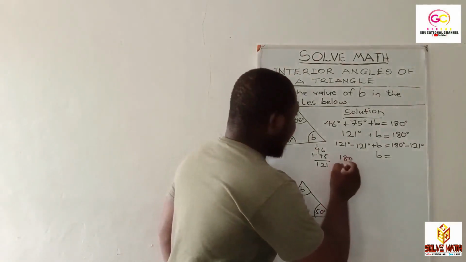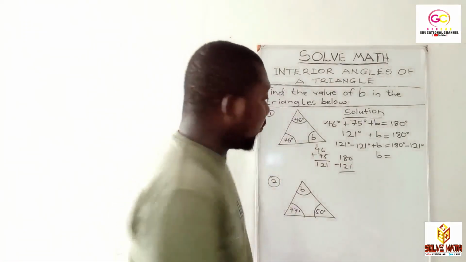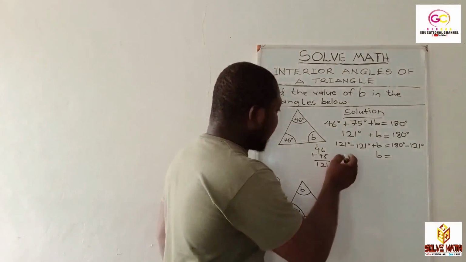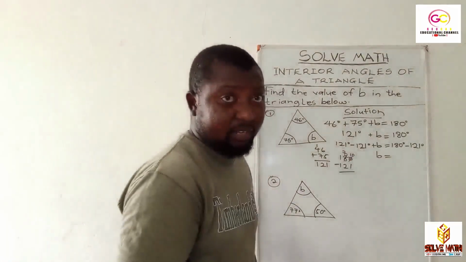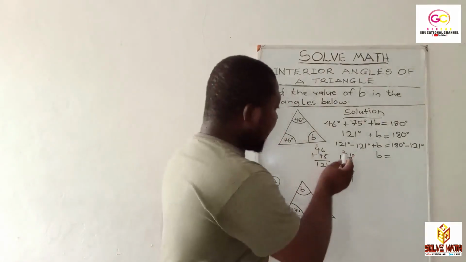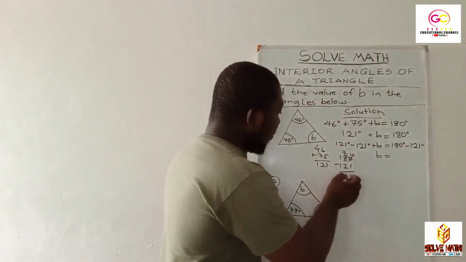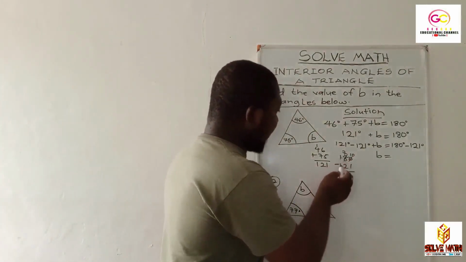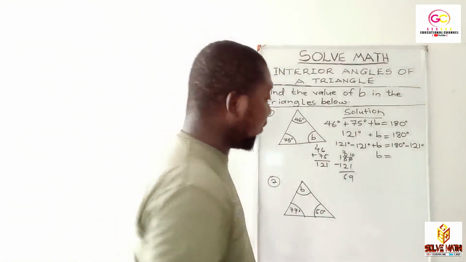180 degrees minus 121 degrees. 0 minus 1, not possible. Go and borrow 1 from here to be left with what? 7. That one turns into 10. Add it to the 0, will give you 10, right? So 10 minus what? 1 will give us 9. Now we have 7 here. It's no longer 8, right? 7 minus 2 will give you what? 5. And now 1 minus 1 here is 0. So you don't write it. 059 is what? Is 59.